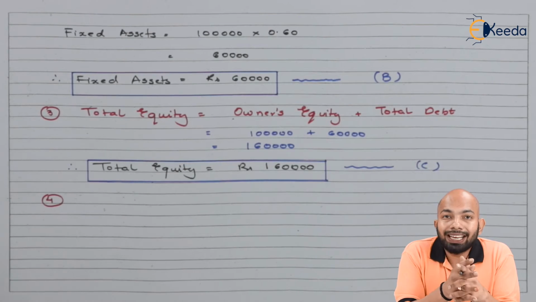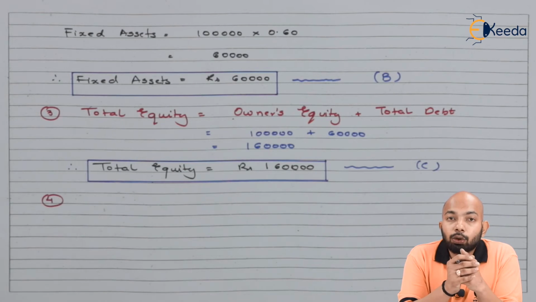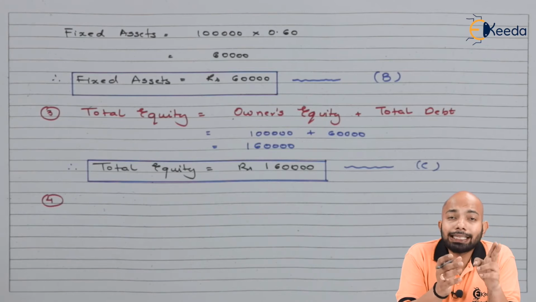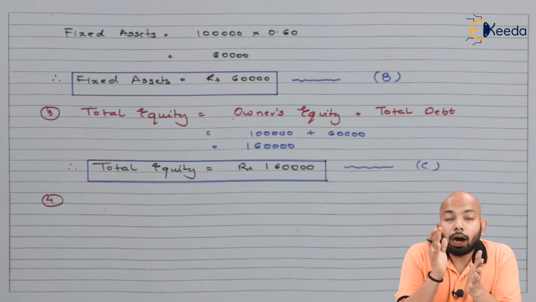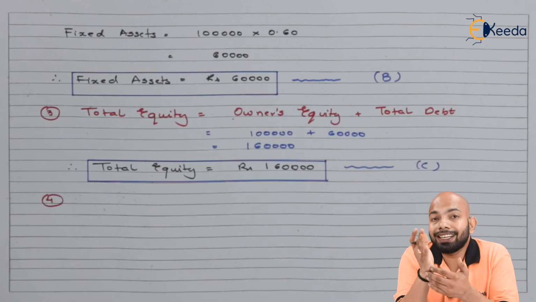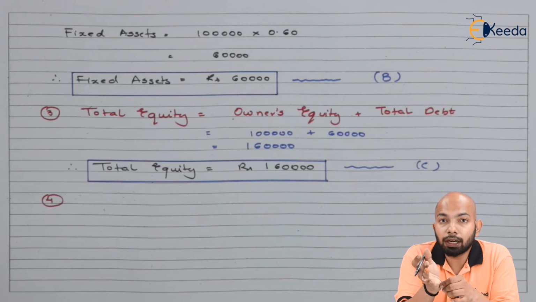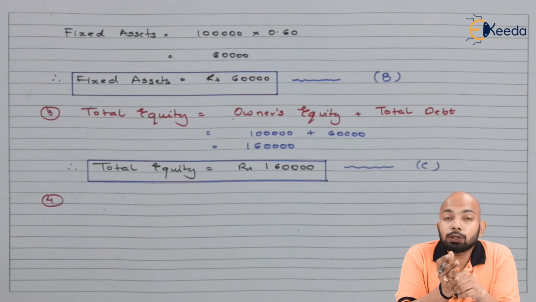When it comes to total assets, we have another aspect here. Total asset equals current assets and fixed assets. That is what all we have. So out of that total assets, we have fixed assets of 60,000, which we have figured out, and current asset is what we have to find out.